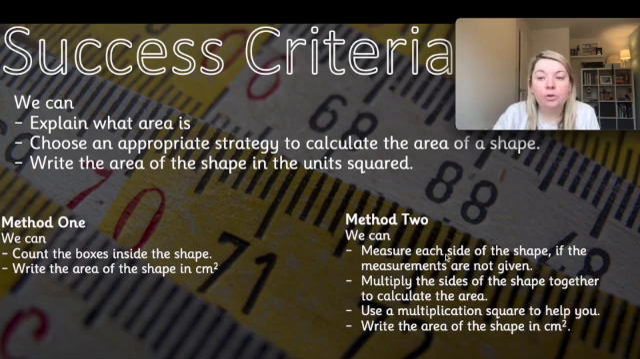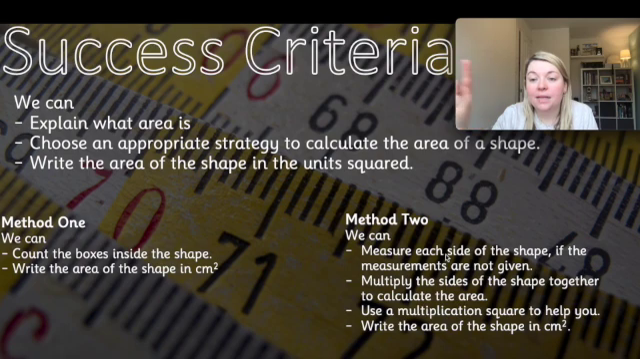For method 1, you count the boxes inside the shape first of all, and you write the area of the shape in centimetres squared. Quite a lot of the maths work focuses on method 1. If you're trying method 2, you can measure the side of each shape if the measurements are not given.